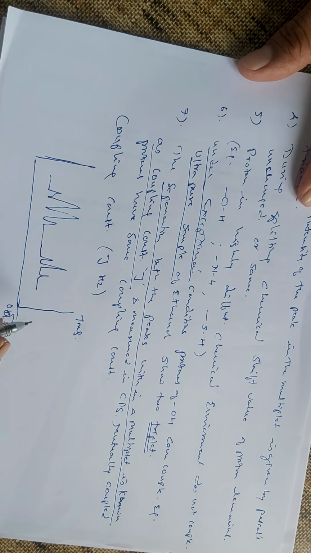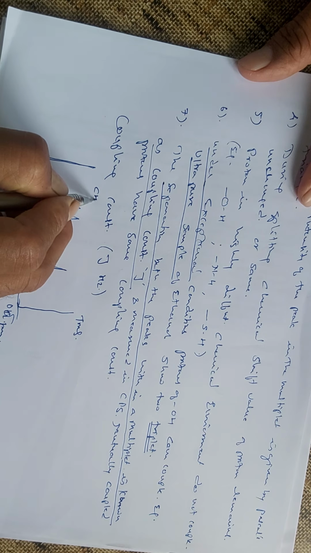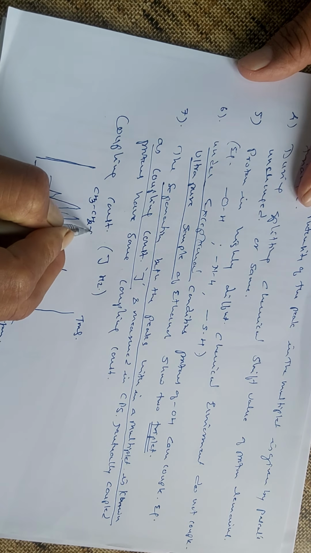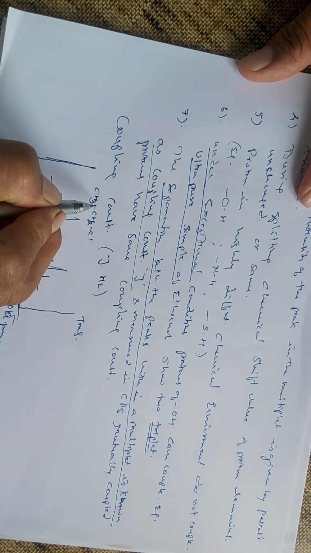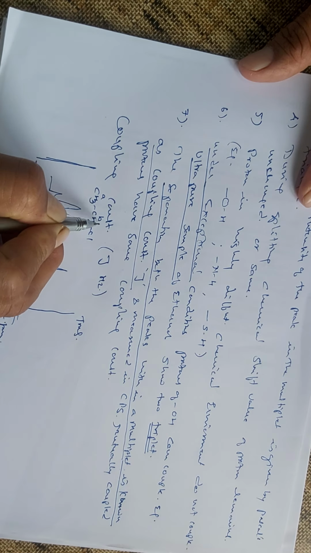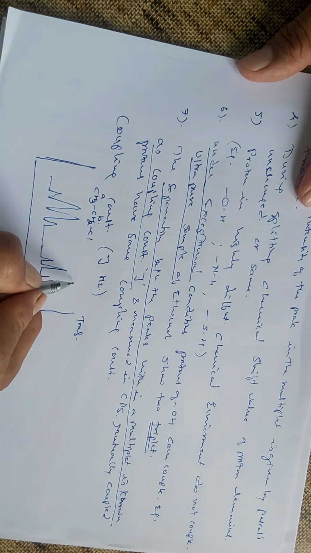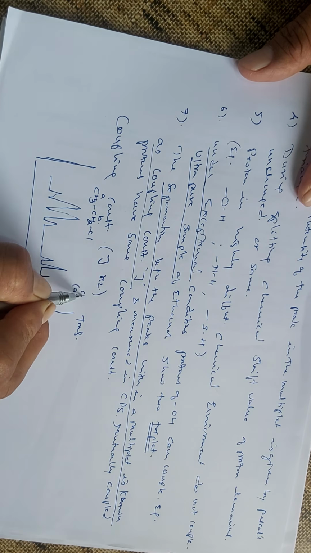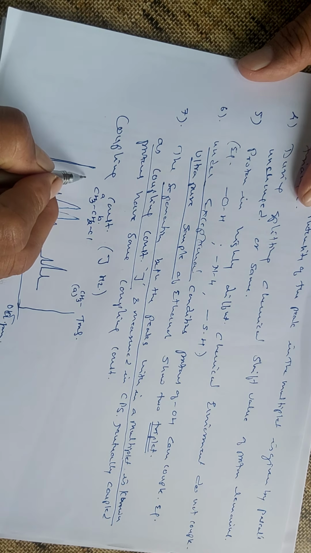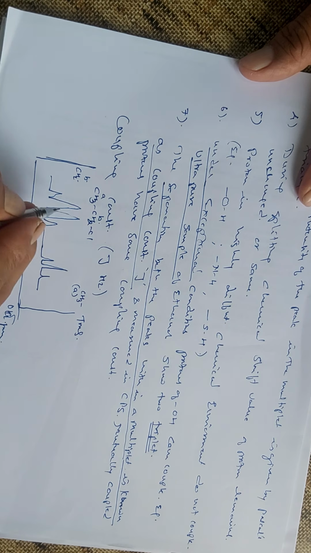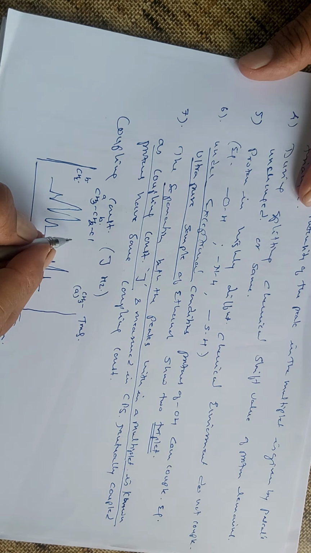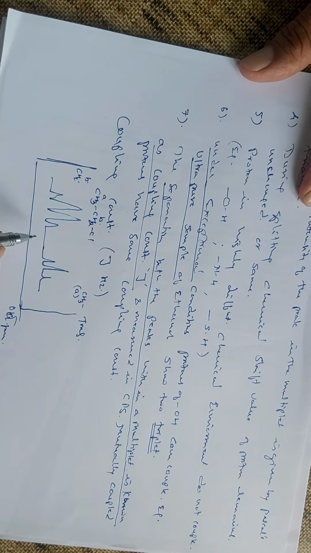And so here, in CH3CH2Cl, this is A and this is B. This is the peak due to A, that is CH3, and this is the peak due to B, that is CH2. And here this is your JAB.